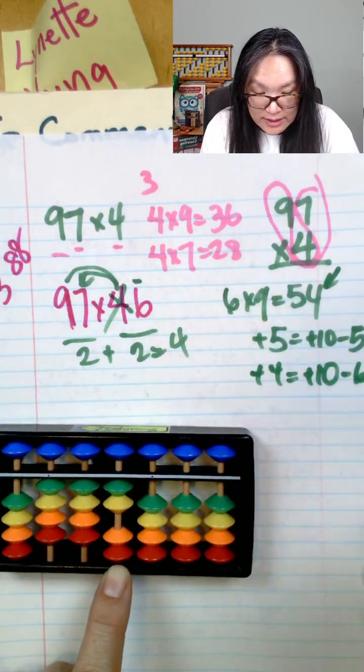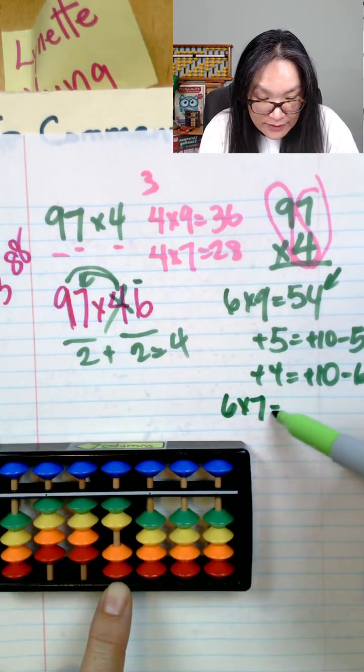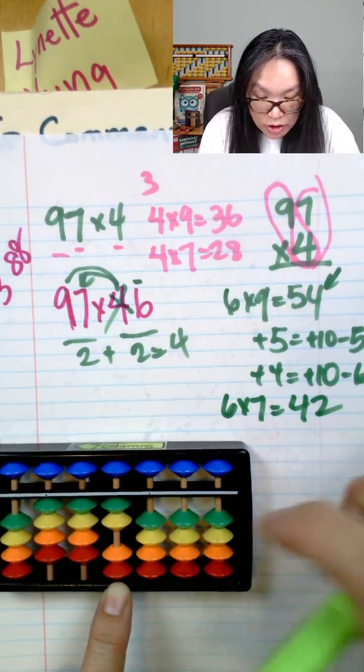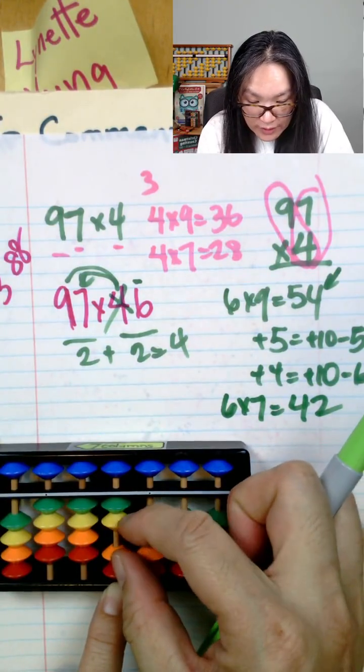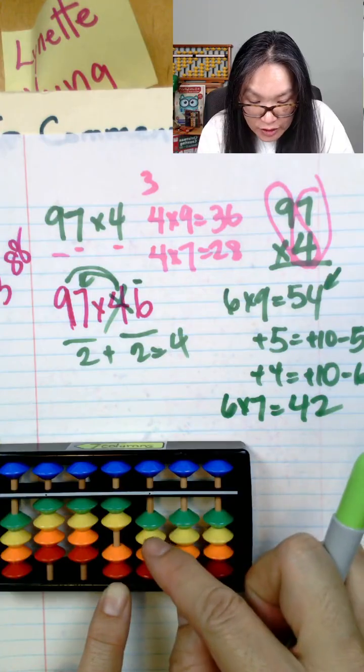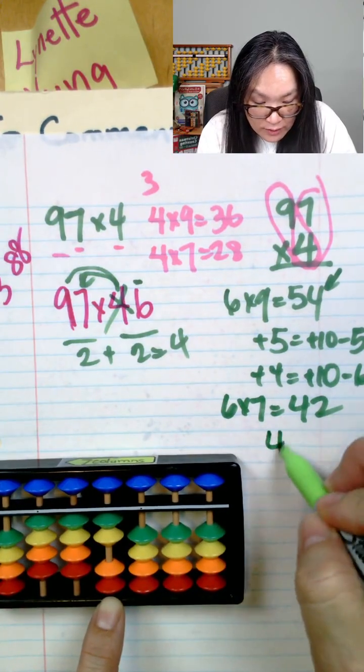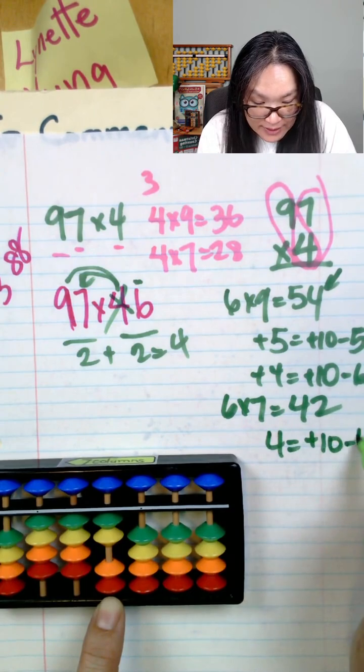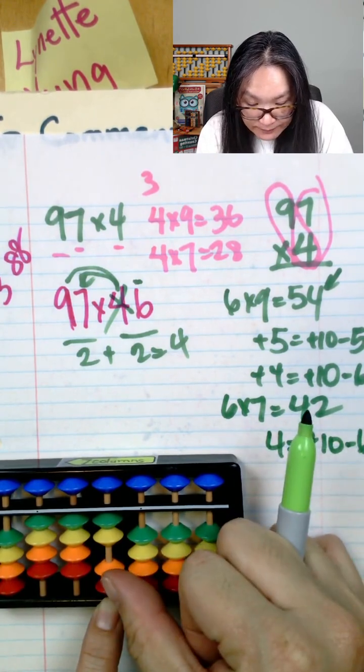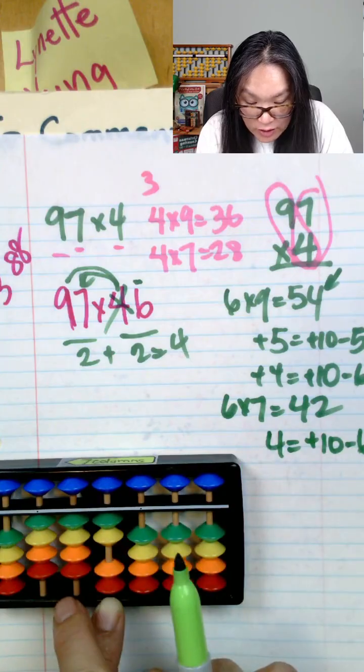The next one is 6 times 7 is 42. So I have my 40 here, right? I add 4 and then I add 2. To add the 4, it's plus the 10 minus 6. So I add the 10 because I want to add 4 here. So I need to plus the 10.